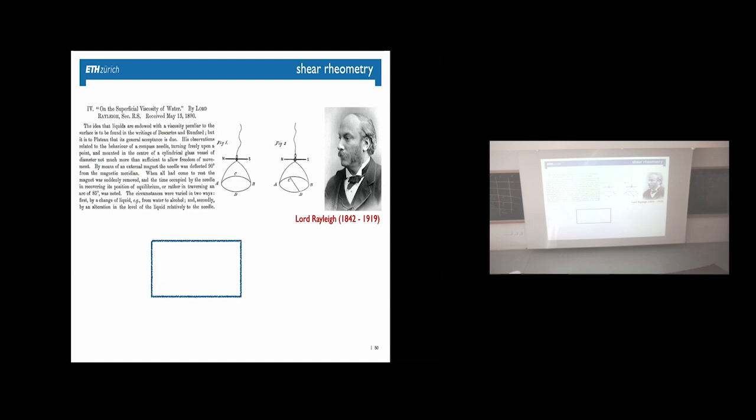He said, that's interesting, a fight in the literature. We all like that, right? And so he started his paper in Nature, I think. The idea that liquids are endowed with a viscosity peculiar to the surface is found in the writings of Descartes and Rumford, so quite some time ago. And then blah, blah, blah. But it's to Plateau that its general acceptance is due. So he was team Plateau, right?